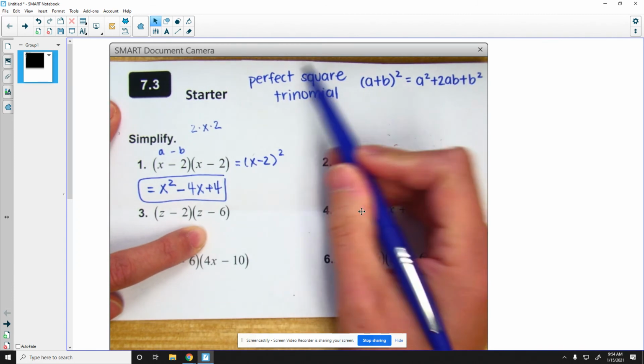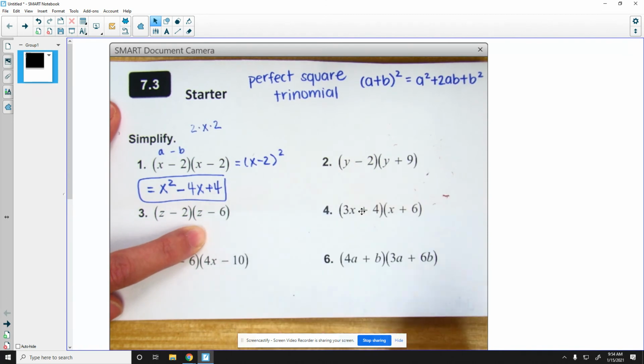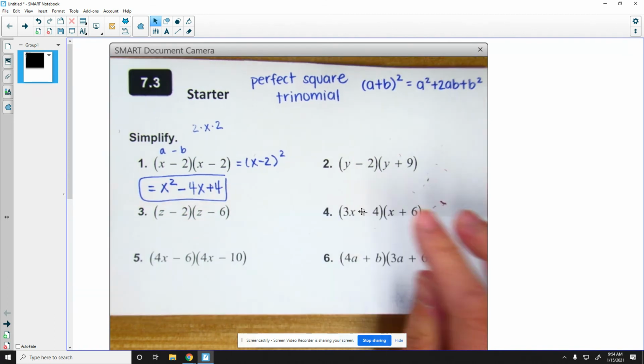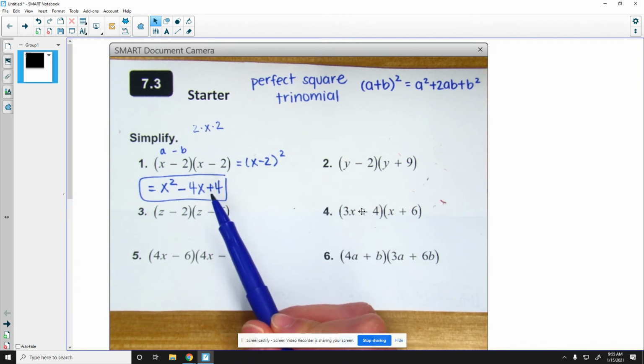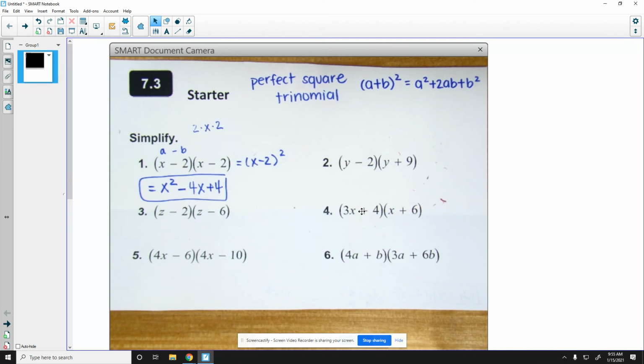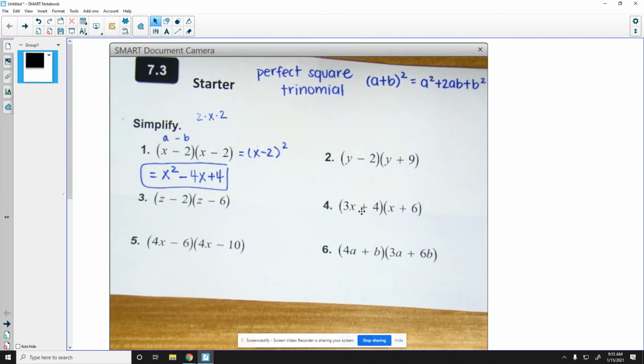I just used this trick, perfect square trinomials, to figure out this answer without foiling. So do you guys think that that's easier or harder? You can be truthful. I don't care. If you find it easier, do it this way. For those of you who don't really get this, then just foil. I'm just showing you a trick so that if you want to use the trick, use the trick. If you don't want to use the trick, don't use the trick.